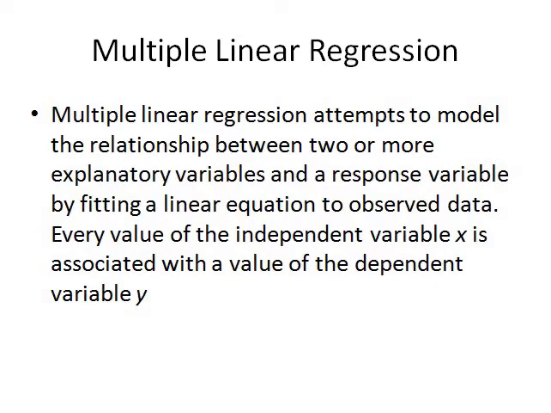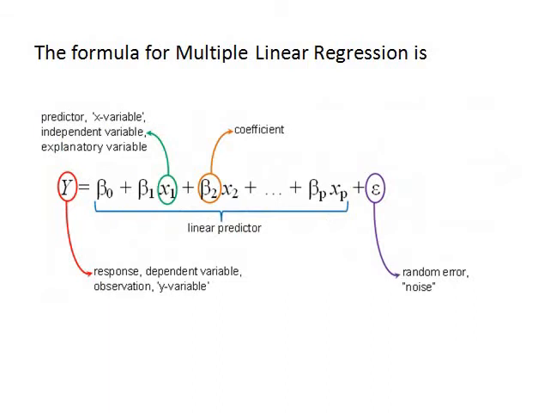Now we see the mathematical model of multiple linear regression. This is the actual mathematical model of multiple linear regression. Y = beta0 + beta1 x1 + beta2 x2 up to betap xp + epsilon, where x1, x2 up to xp are the independent variables, y is the response variable or dependent variable, and epsilon is the error term or noise. In this, beta0 is the y-intercept and beta1, beta2 up to betap are the regression coefficients.